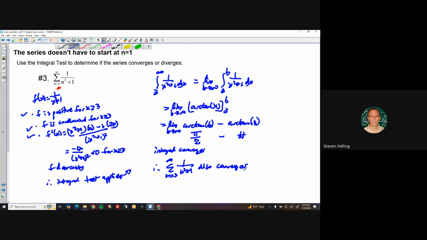Again, apologies for the handwriting being a little wiggly here. Also converges by the integral test. Okay, so again, this is our longest one, and so we use this only when we need to, but we do sometimes need it.